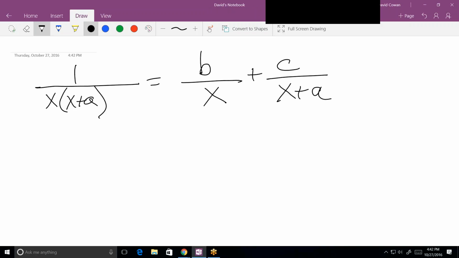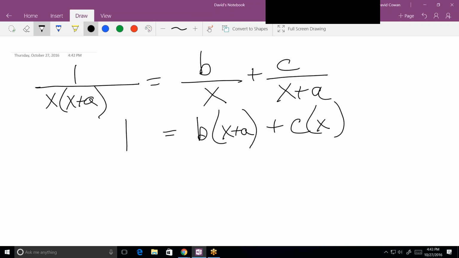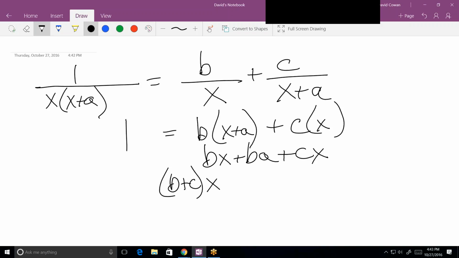The fact is that I know that I'm going to split it up into two fractions with these two denominators. And now I've got b times x plus a plus c times x, and that has to equal 1. So that becomes bx plus ba plus cx equals 1. So that becomes x times b plus c, putting the coefficient in front, plus ba equals 1. There's no x term in that, so then we just put a 0.